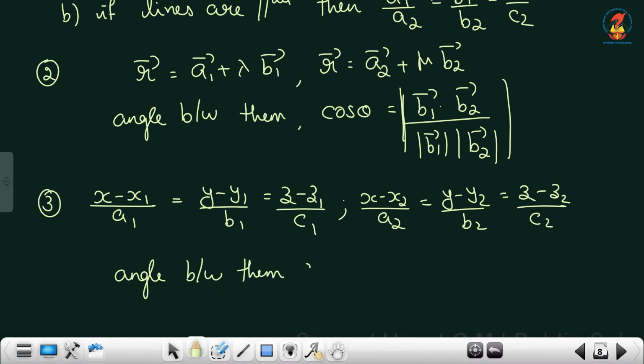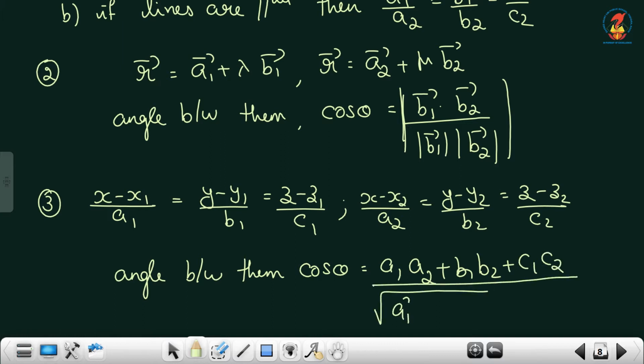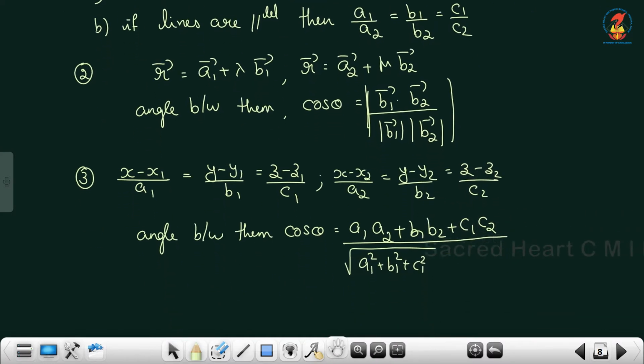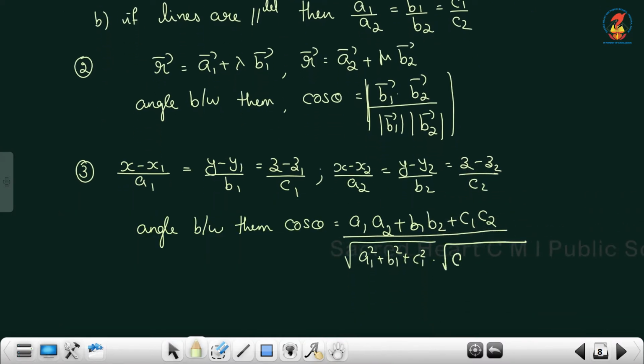cos theta is equal to a1 a2. So the denominator part is the parallel vector. This x1 y1 z1, we won't take that part, x2 y2 z2. We have to take the denominator part and multiply: a1 a2 plus b1 b2 plus c1 c2 by root of a1 square plus b1 square plus c1 square, like the first form, okay, into root of a2 square plus b2 square plus c2 square. Then it's modulus.